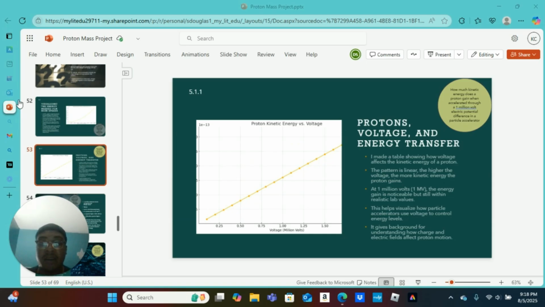I made a table showing how voltage affects the kinetic energy of a proton. The pattern is linear. The higher the voltage, the more kinetic energy the proton gains. At 1 million volts, the energy gain is noticeable, but still within realistic lab values. This helps visualize how particle accelerators use voltage to control energy levels. It gives background for understanding how charge and electric fields affect proton motion.